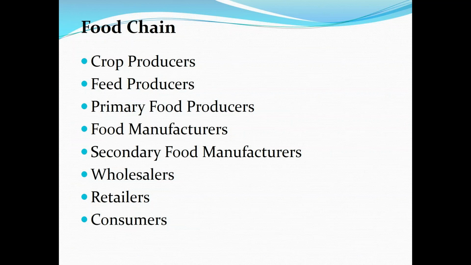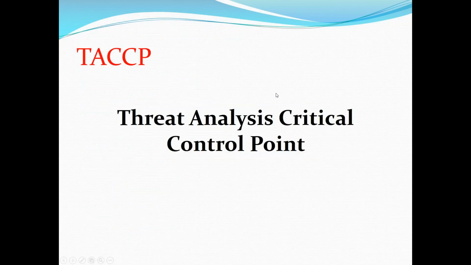Okay, I think in the previous slide, I just made a mention about the food safety chain. These are the various sectors of the food chain. You have crop producers, feed producers, primary food producers, food manufacturers, secondary food manufacturers, wholesaler, retailer, consumers, etc. All these entities constitute what is known as a food chain. Now let's see something about threat analysis critical control point.